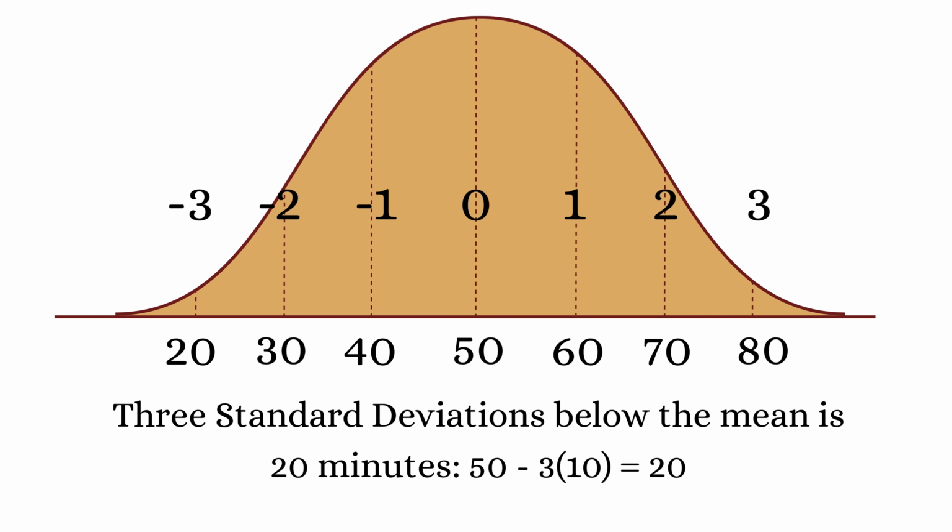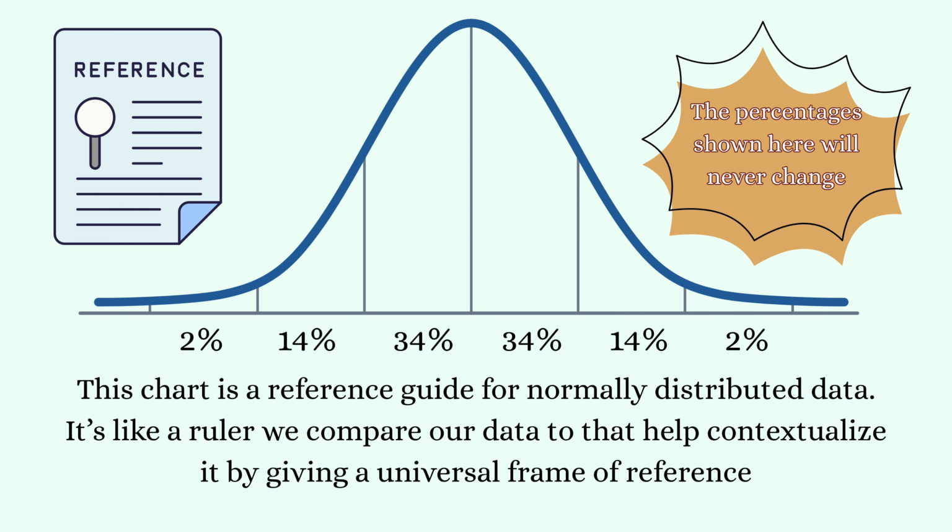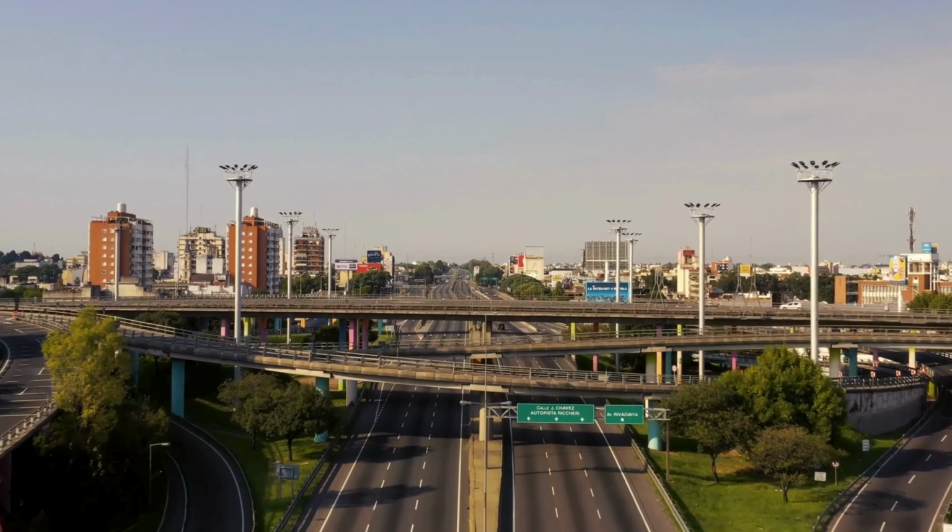So 68% of my commutes are between 40 and 60 minutes. That's what makes this reference chart useful. It gives us a universal frame of reference to compare our data against. So now that you have some familiarity with it, let's take it a little further and apply it to our data. Very few of my commutes are extremely short or extremely long.